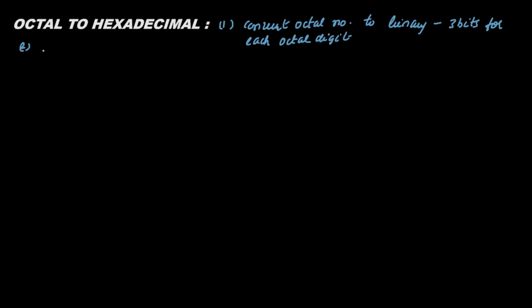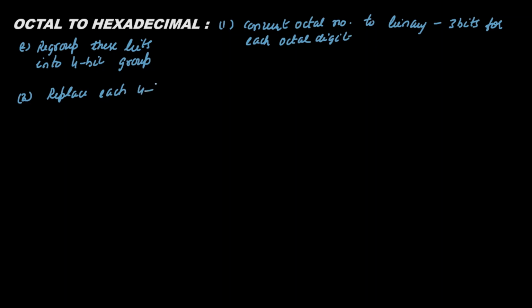Next, the second step is that we have to regroup these bits into 4-bit groups. So this is the next step. And the third step is to replace each 4-bit group. So you have to replace each 4-bit group by its hexadecimal equivalent. So these are the 3 steps that we have to follow.